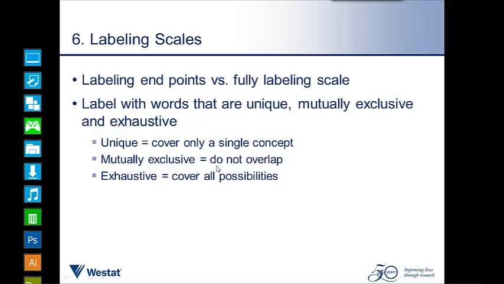Your scale points should be mutually exclusive. They should not overlap with each other. And this is particularly a concern in factual items. When we ask how many times did you do something, I've seen way too many scales where the categories overlap. I did this 1 to 5 times, 5 to 10 times, 10 to 15 times. If you did it exactly 10 times, where do you put yourself on that scale? And then they should be exhaustive. They should cover all possibilities.